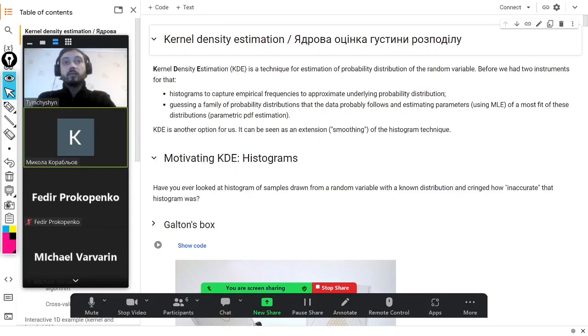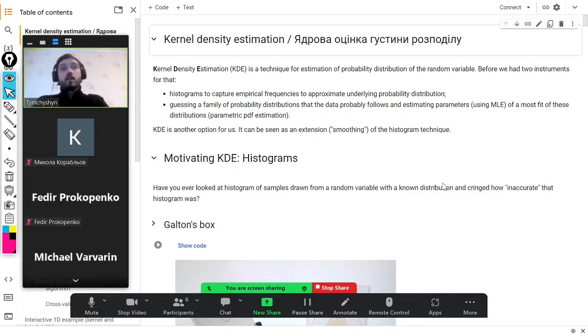From ordinary undergrad statistics, we do know that we have a sample, we can plot it in a histogram, and then somehow visually make a hypothesis about what kind of distribution that can be, and then check it. Yes, absolutely correct. The histogram is a method to estimate the underlying probability distribution, and at least we are trying to capture some sort of empirical frequencies of the data points.